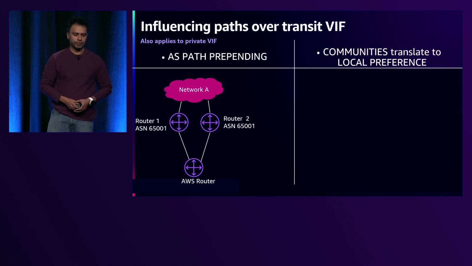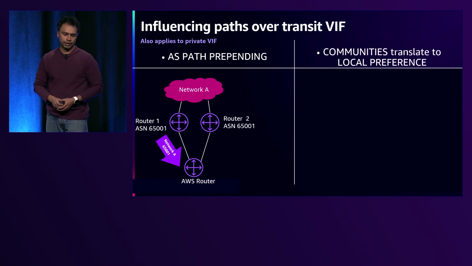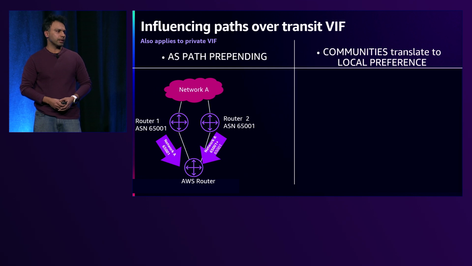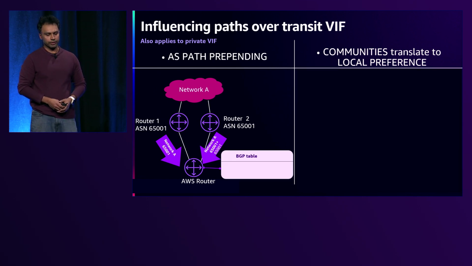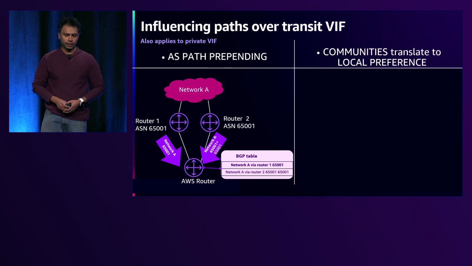So with the AS path prepending, you can have router 1 advertise the prefix with an AS path length of 1. And on router 2, you can advertise the same prefix with an AS path length of 2. Now, when you look at the routing table of this router, it will perceive that the route through router 1 has fewer hops, and it will always prioritize that. So this is one mechanism.